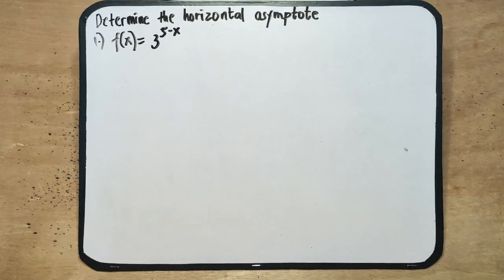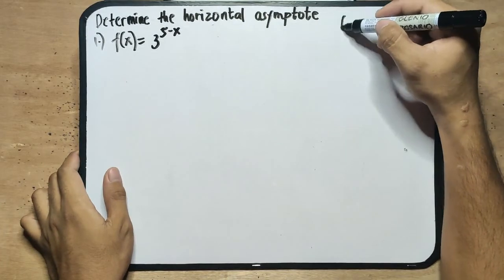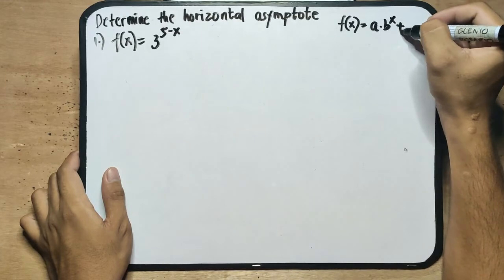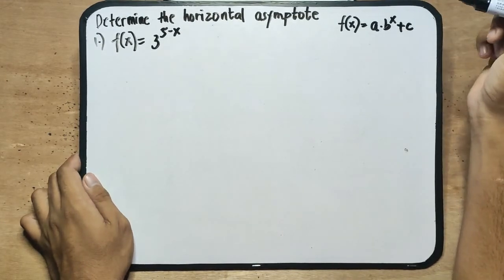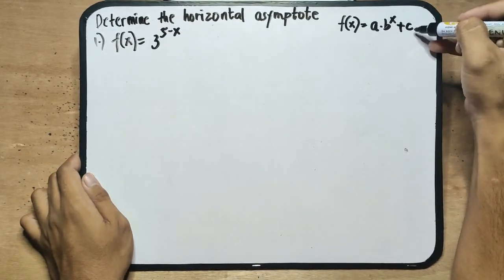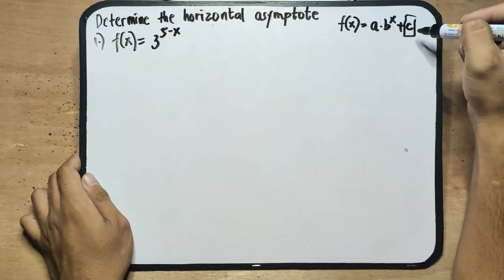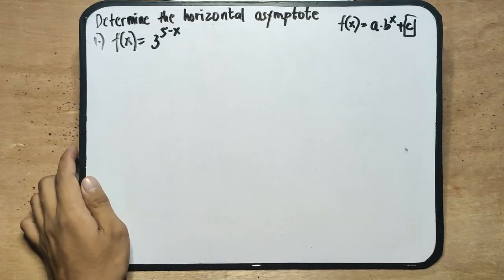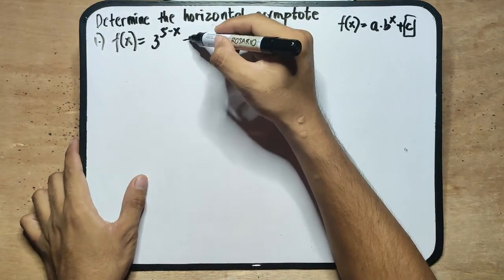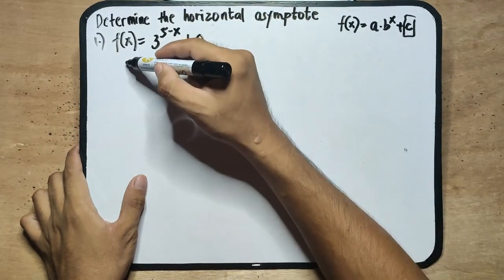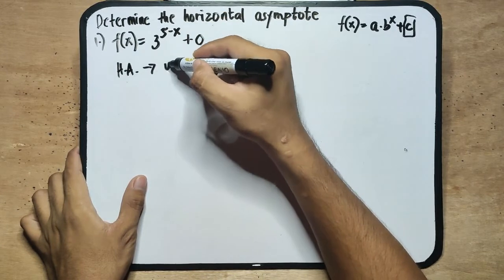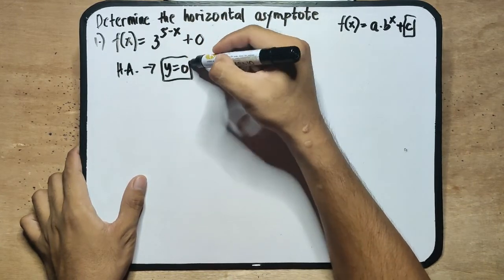So in this example, we determine the horizontal asymptote. So ang ating exponential function, it takes the form f of x is equal to a times b raised to x plus c. So ang ating horizontal asymptote dyan ay parating yung number na ito, which is c. Okay, so item number 1, f of x is equal to 3 raised to 5 minus x. So understood na 0 yung value ni c. So therefore, our horizontal asymptote for item 1 is y is equal to 0.